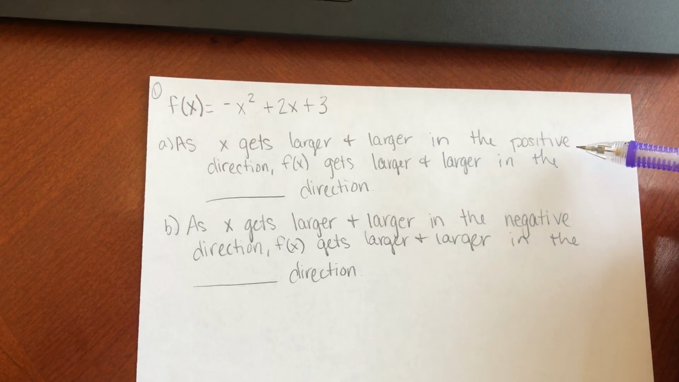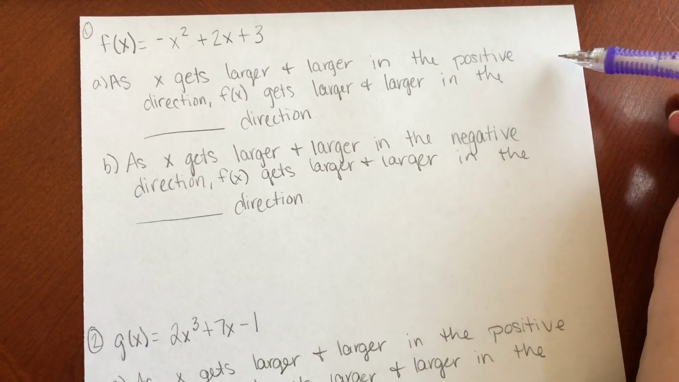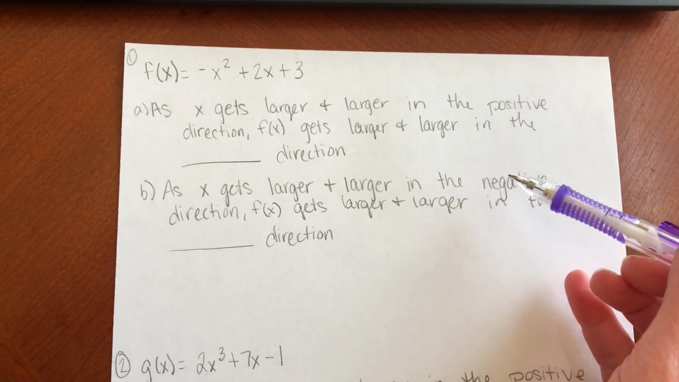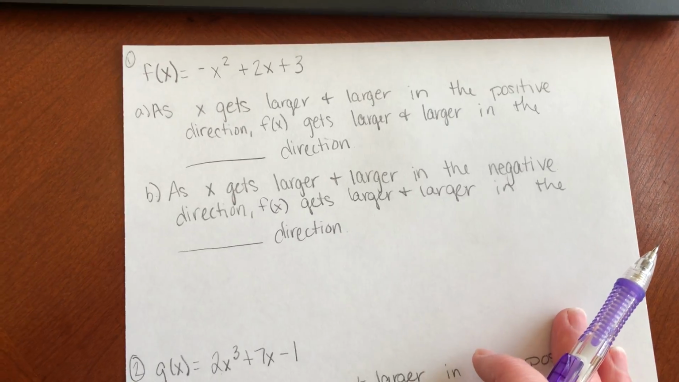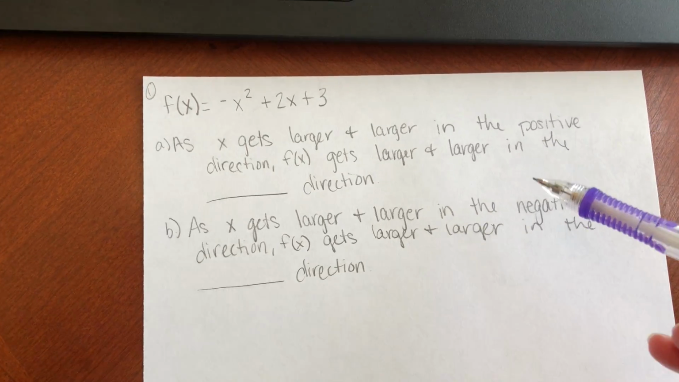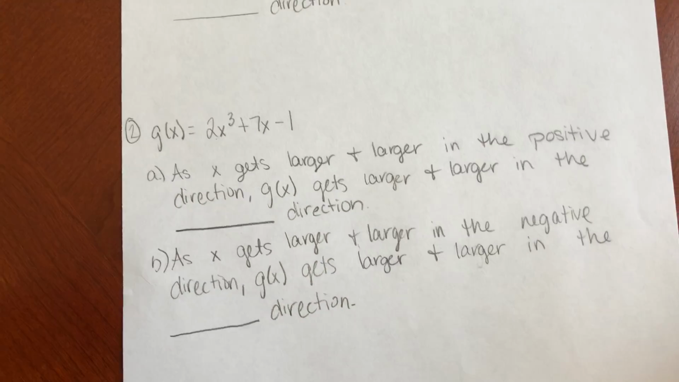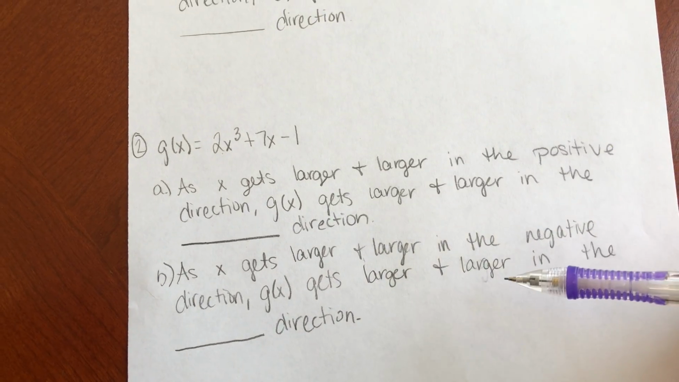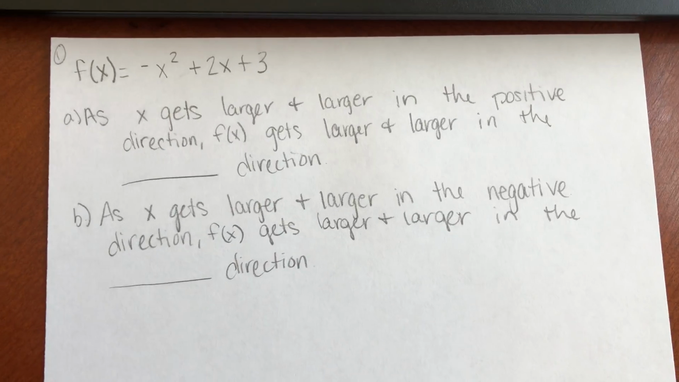polynomial. You have to be able to describe as it's going out to the right, where x is getting more and more positive, and as it's going to the left, where x is getting more and more negative. You have to do both directions for just one polynomial. So you'll notice in my second example, again, I have both of those sentences. One is not enough. You have to describe both directions.